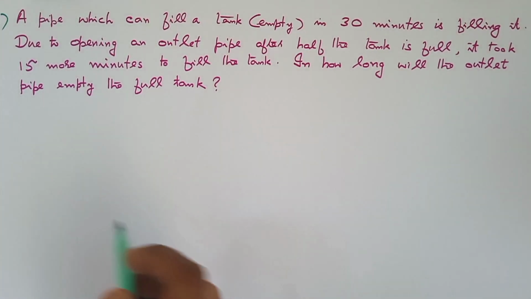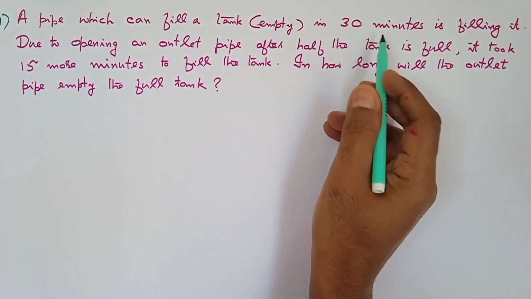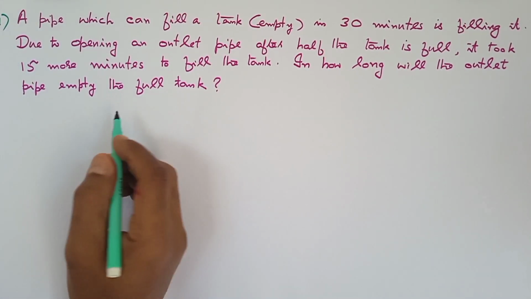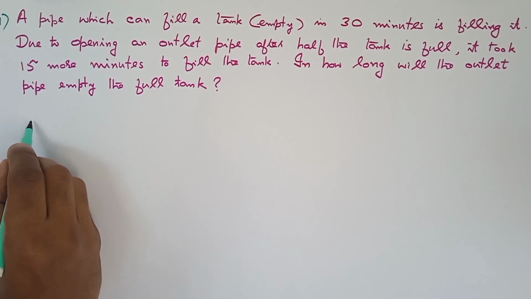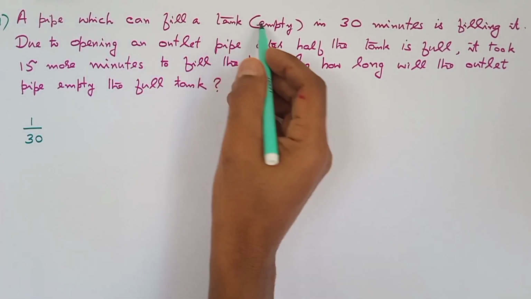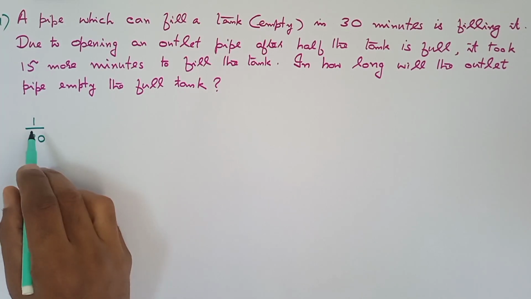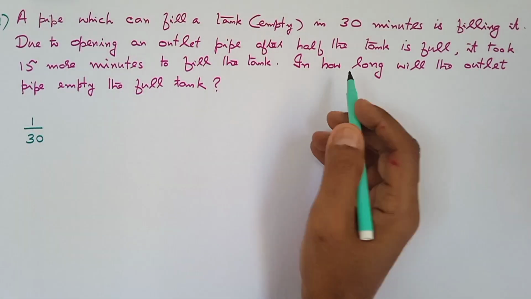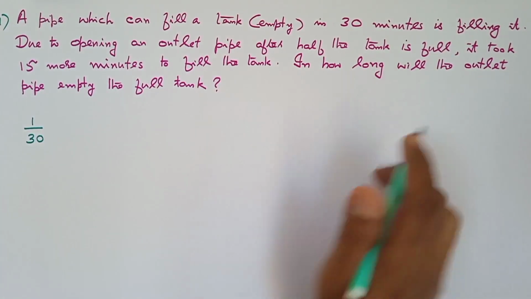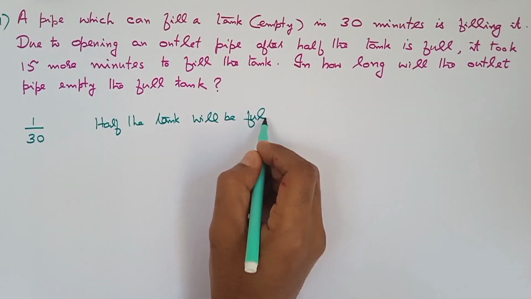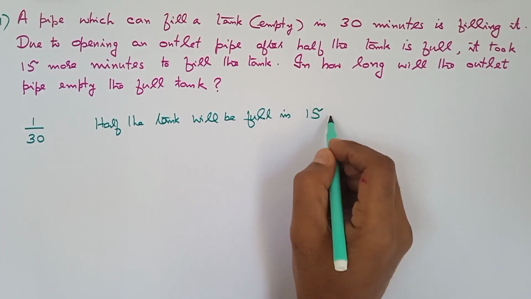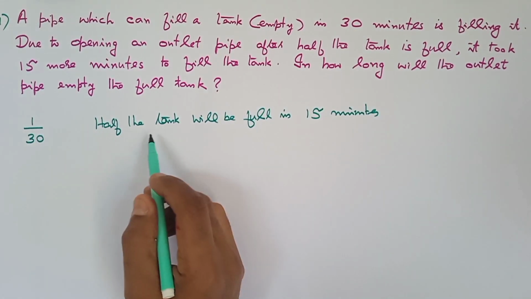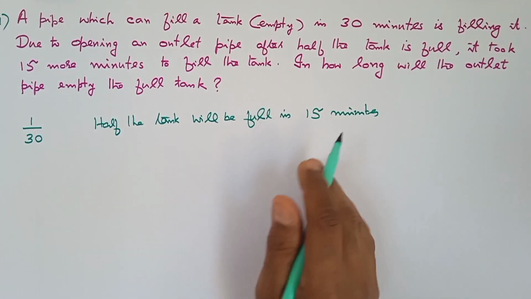So here you have an inlet pipe which can fill the tank in 30 minutes. Let me use a unitary method for solving this problem. If the inlet pipe takes 30 minutes to fill the tank, in 1 minute so much of water will flow into the tank. So in how many minutes will half the tank be full? Half the tank will be full in 15 minutes. For filling the whole tank, it needs 30 minutes. So the inlet pipe will take 15 minutes to fill half the tank.